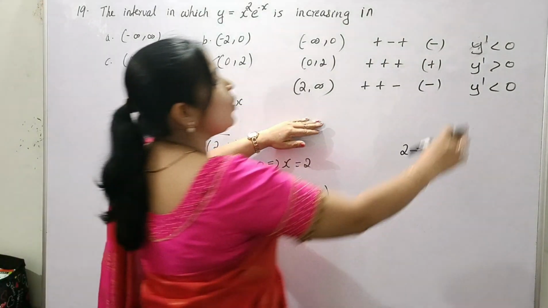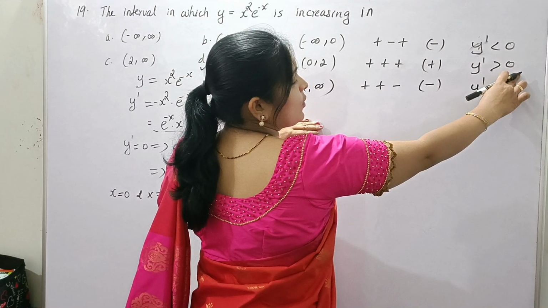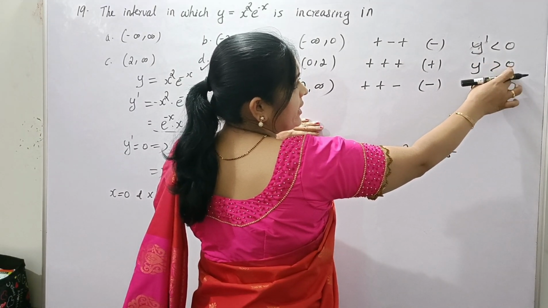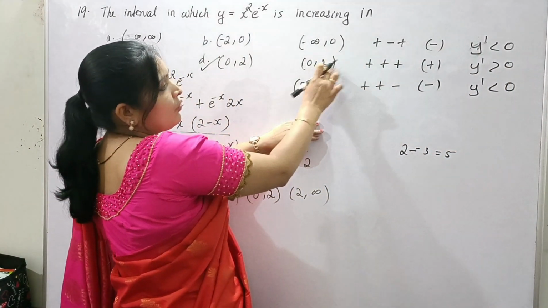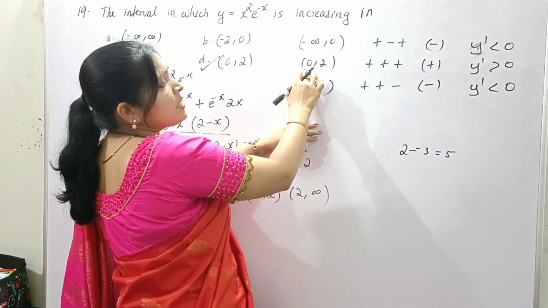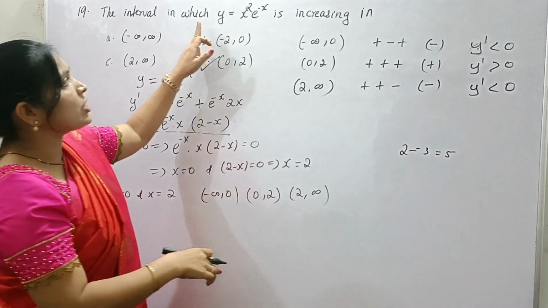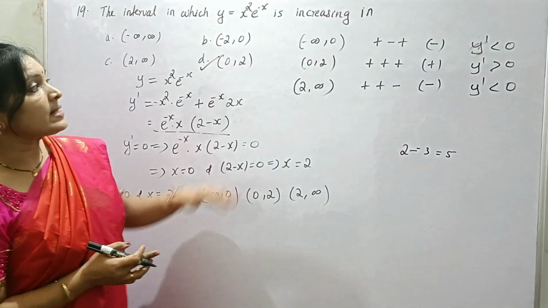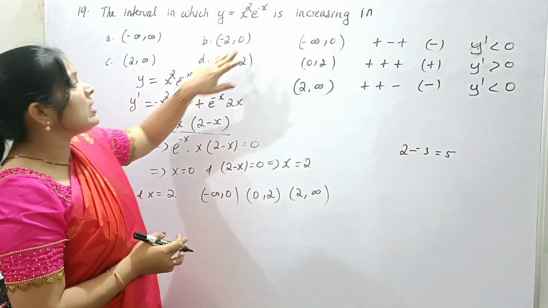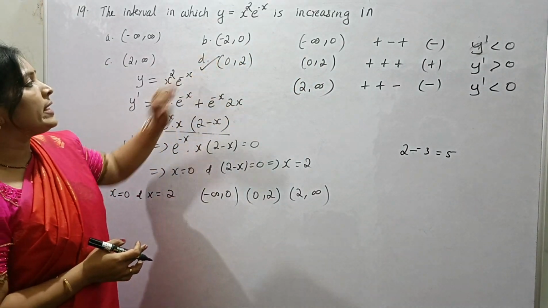See here, we have got y dash is greater than 0. Since y dash is greater than 0 in the interval 0 to 2, therefore the given function y is equal to x square e raised to minus x is increasing in the interval 0 to 2. So D is the answer.